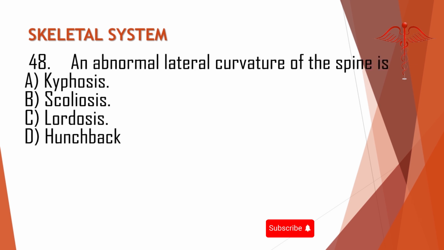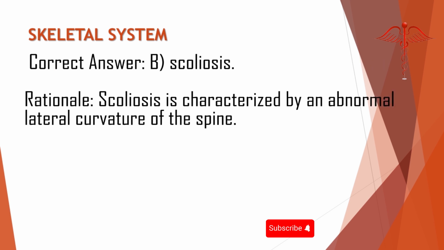48. An abnormal lateral curvature of the spine is A. Kyphosis. B. Scoliosis. C. Lordosis. D. Hunchback. Correct answer: B. Scoliosis. Rationale: scoliosis is characterized by an abnormal lateral curvature of the spine.